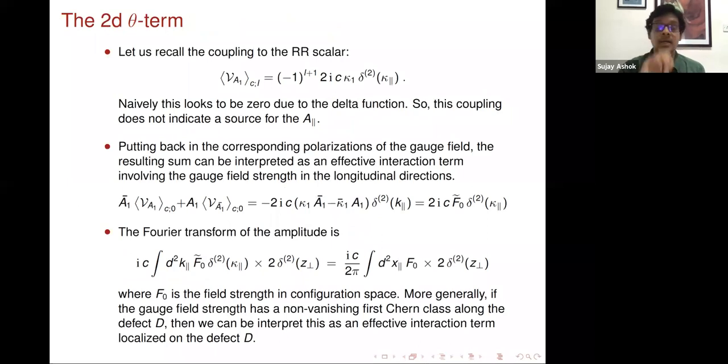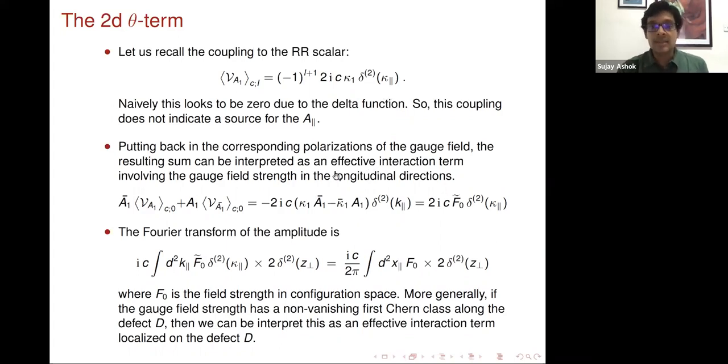Let's see what happens for the Ramond sector scalars. So the Ramond sector couples only to the gauge field along the defect. And at first glance, it's a bit weird because it looks to be 0. Because you see, I have a delta function for k parallel, and then I have this k1 here, or kappa 1 here. So it seems as if it should be 0. And indeed, there is no profile for A1. This shows that there is no profile for A parallel.